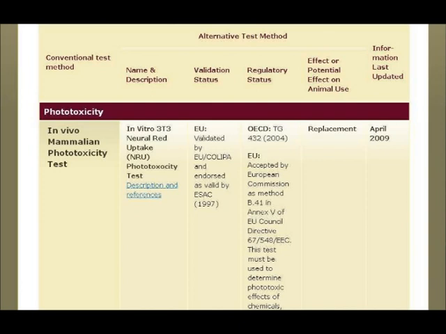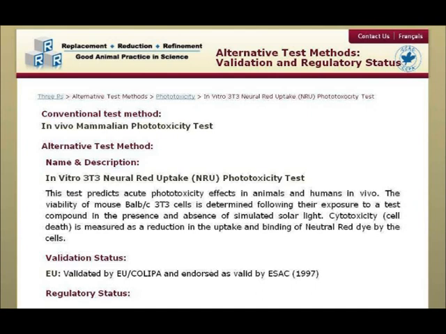So we've looked at the in vitro 3T3 neutral red uptake phototoxicity test. And we're going to now look at the validation status and the regulatory status. And there's a very strange regulatory status to this test, which I'll show you in the very last slide. I'm a little bit conscious of being repetitive with this slide and therefore boring, which is the last thing that I'd ever want to be, but it gives a very good, clear description of the test, the in vitro 3T3 neutral red uptake phototoxicity test.